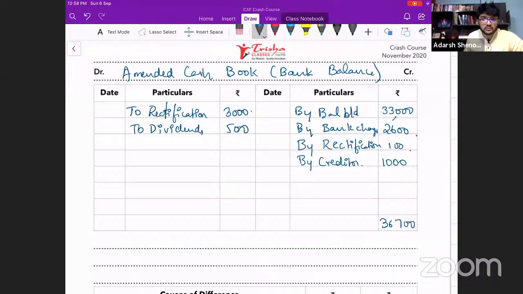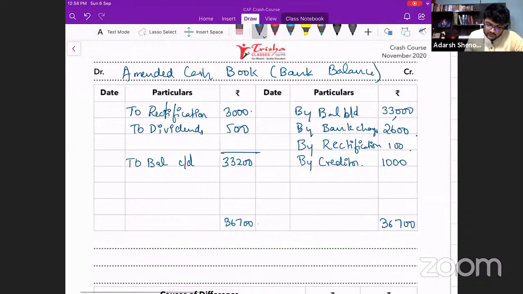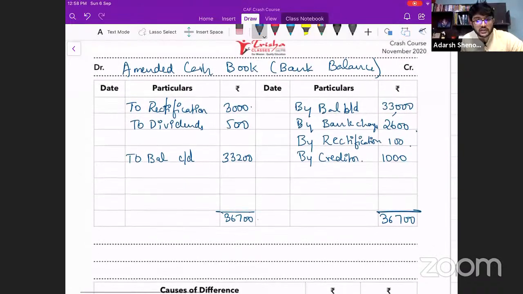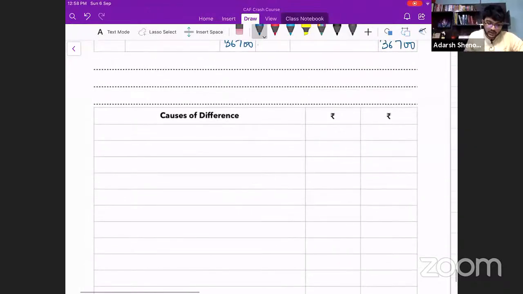36,700 is the total. Balance is 33,200. This is the balance carried down. Could you please tell me the nature of this balance? Is this overdraft or is this positive balance? What do you think it is? It is overdraft balance of 33,200. It is credit balance. Credit balance as per cash book means it's overdraft balance.